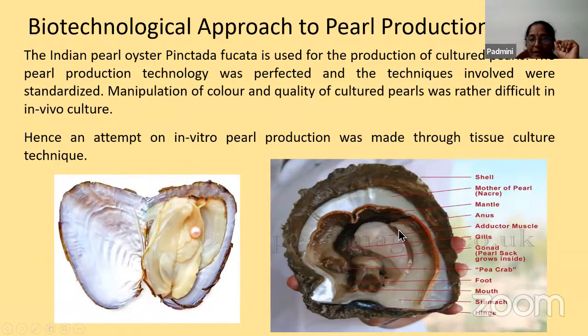Then you have the anus of the oyster. That's the adductor muscle, and it attaches the oyster tightly. Then they have the gills. Then a pea crab. What's a pea crab? The crab must have entered inside the oyster, and it starts living inside. That is not a part of the oyster anyway. That's the foot, then the mouth, the stomach, and also the gonads. So these are the different parts of the oyster that we'll be talking about.